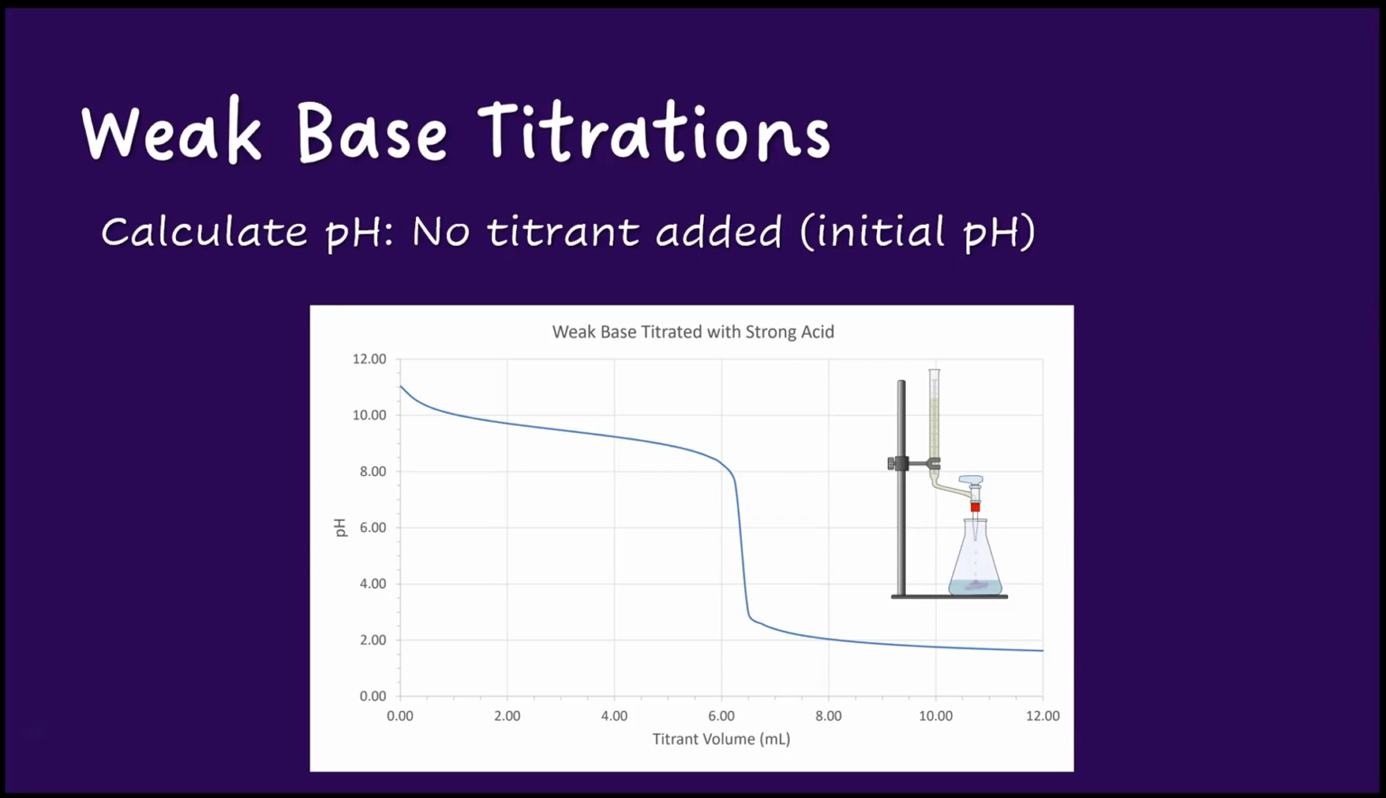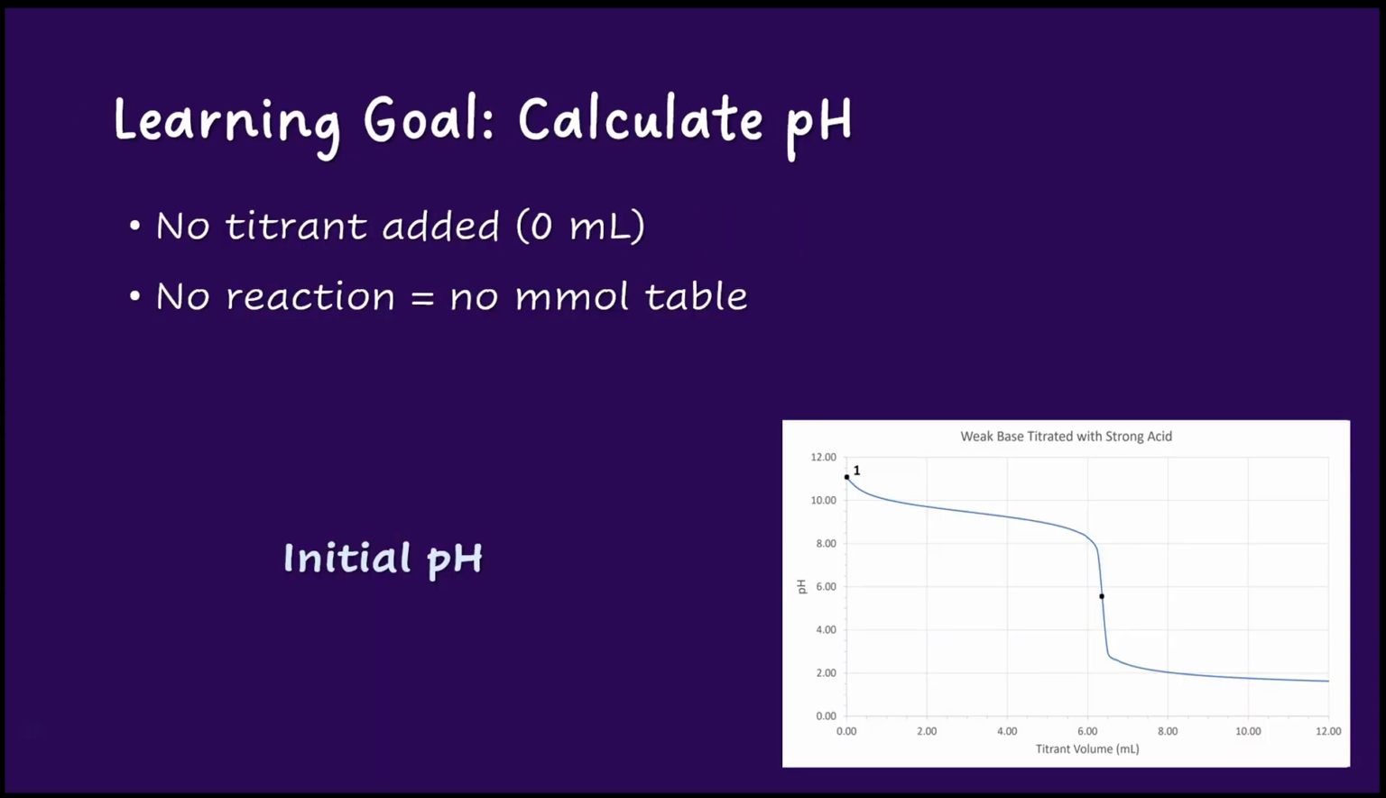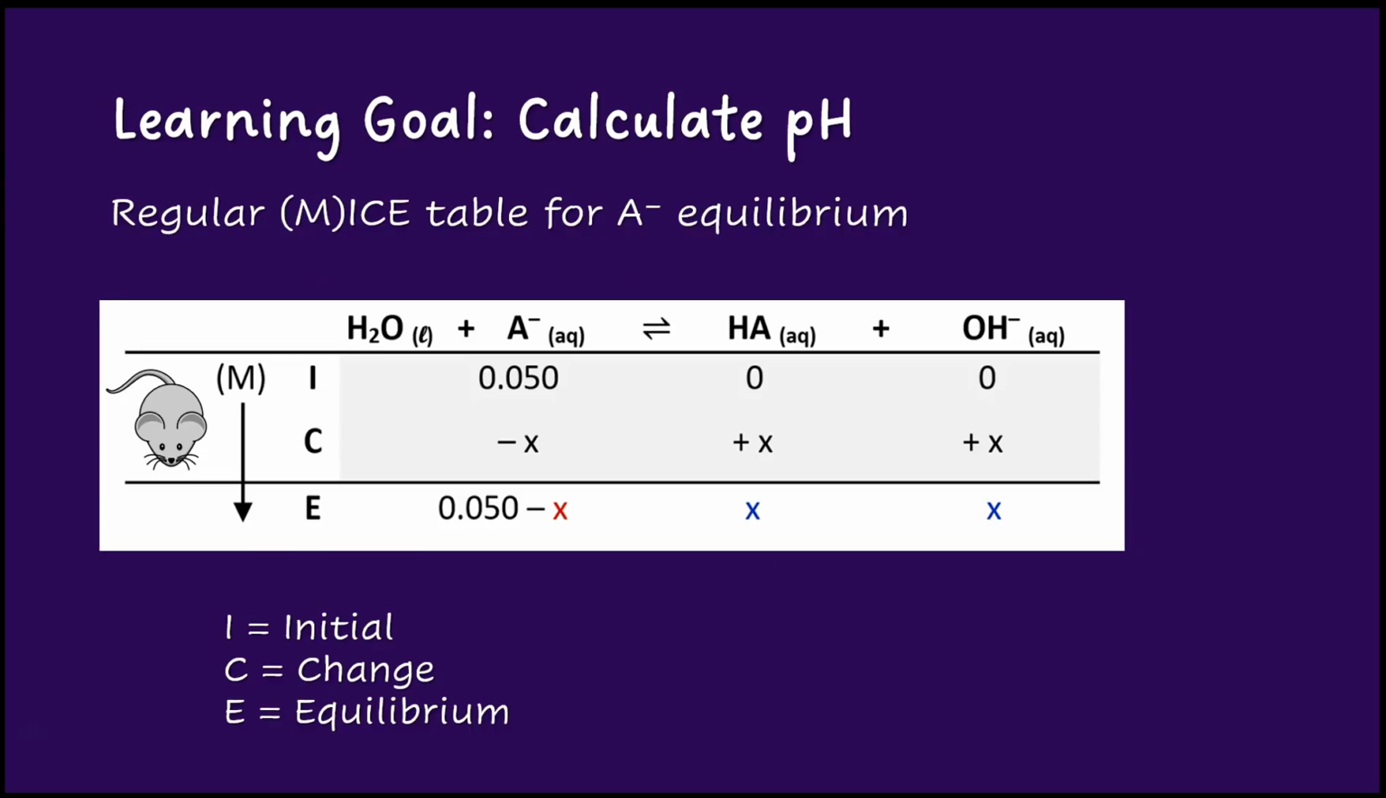Hi everyone! This video looks at a weak base titrated with a strong acid. Here, we will focus on the initial pH when 0 mL of titrant have been added. Because the titrant is at 0 mL and no reaction has occurred yet between the weak base and the titrant, we do not need a millimole table. We're just calculating the initial pH of the weak base by itself.